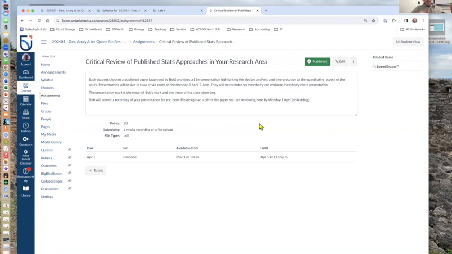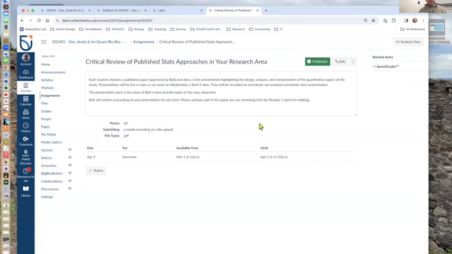It's got to be a study that involves some aspect of quantitative data. And so the design, the analysis, and the interpretation of the quantitative aspect of the study. And again, it's not just so you can trash the paper, but most papers, including mine, could use some more constructive criticism. I think you all know about the process of reviewing papers that published papers go through. What we really want to look at, based on what we've talked about, is the research question linked to the design that they have.